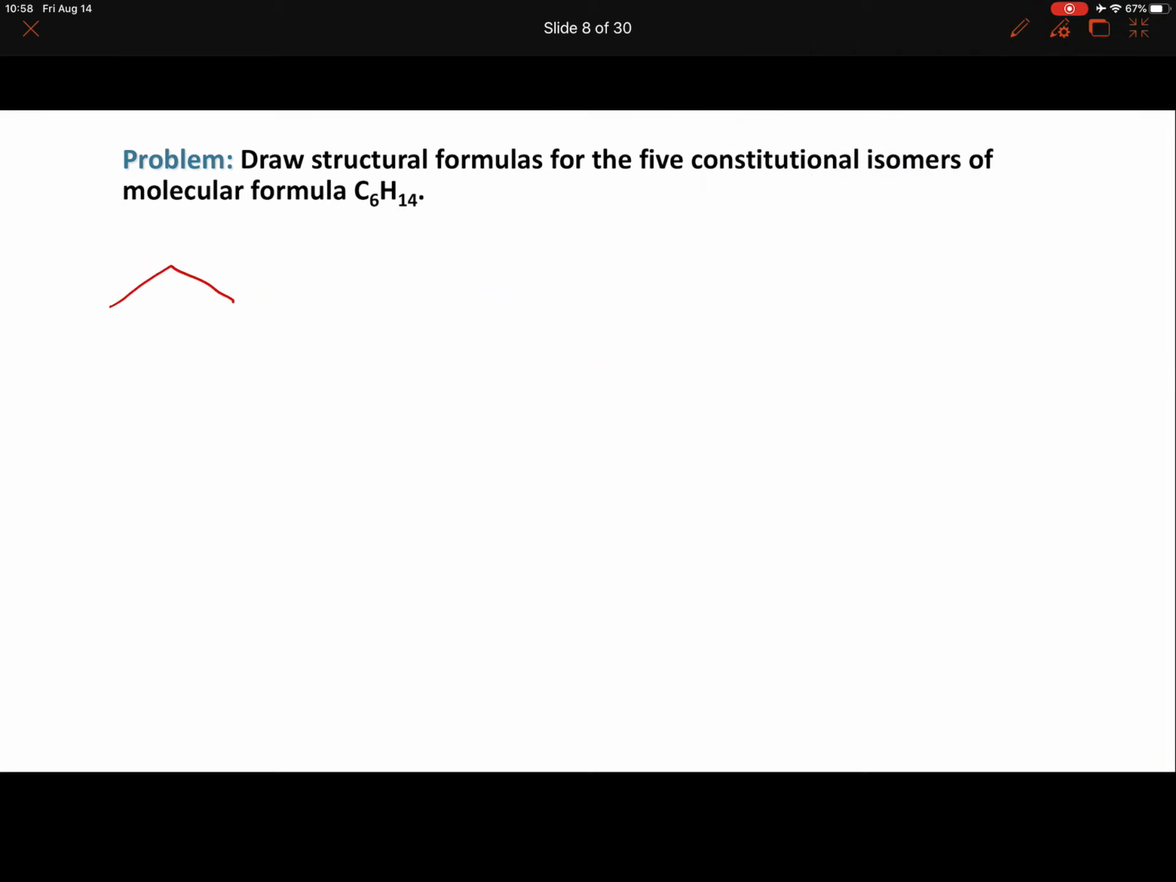So we have 6, 5 with 1 there and 1 there. Sorry about that. So on one of the second carbons and then on the middle carbon. And then again, I can't do another one with 5 in a row or else I get into repeats. So now I'm going to go to 4.